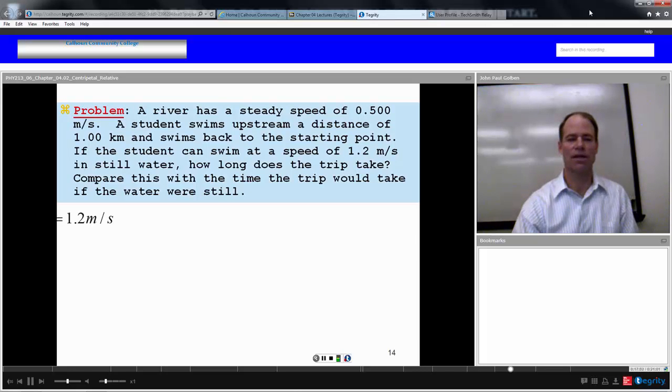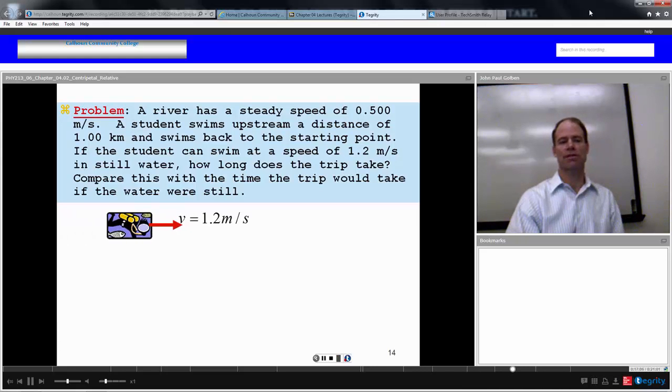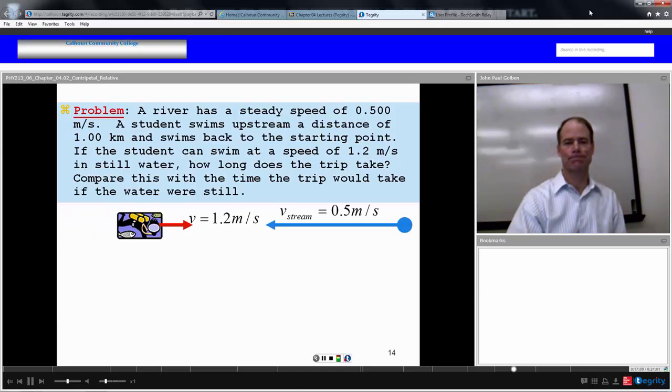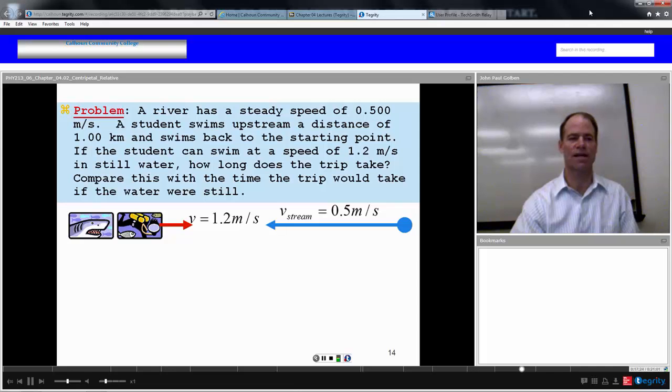So we have the student is swimming at 1.2 meters per second. And to start with, we're swimming against the stream, which is at 0.5 meters per second. So the combined velocity will be 1.2 minus this velocity, 0.5, or 0.7 meters per second. We have to give a little bit of incentive to move fast here. Yeah, okay. So we have a shark on the tail.